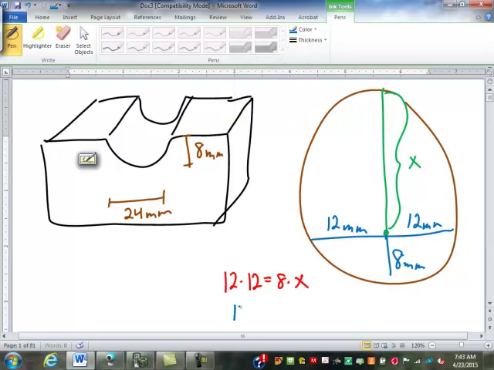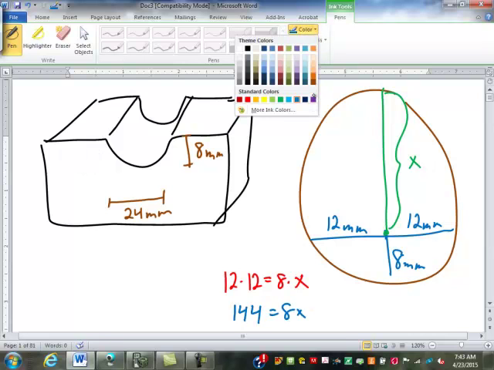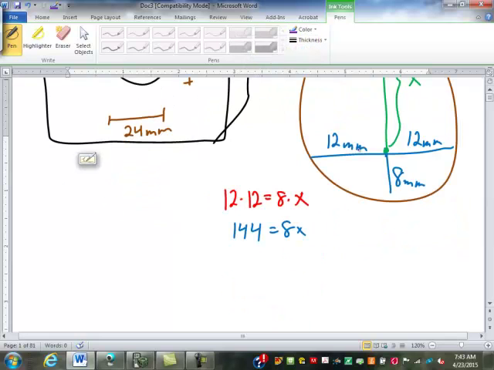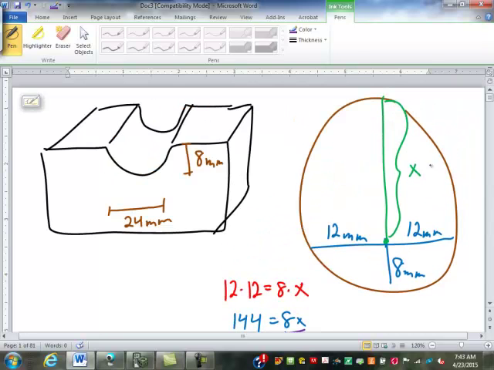So 12 times 12 is 144, divided by 8 is... how about 18? So x equals 18, which means the diameter of this circle is 18 plus 8, which is 26. So the radius is 13. So now that we have that the radius is 13, the next thing to find is the volume of the block.